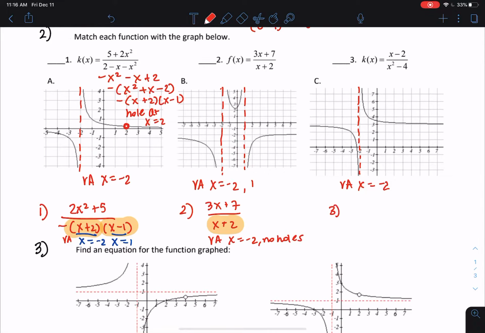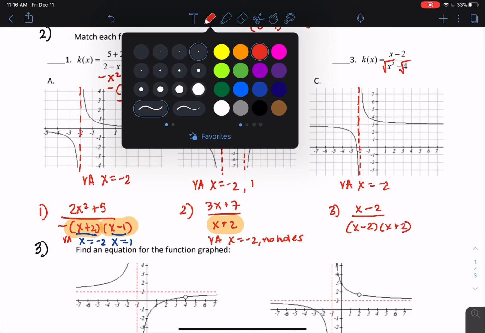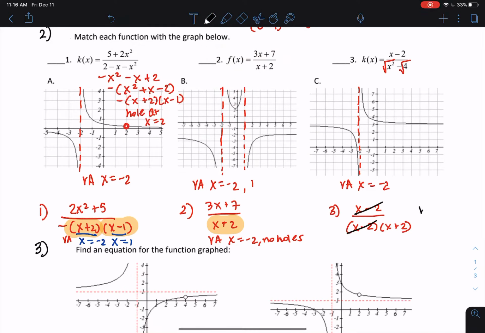And then for number 3, you can start probably at this point figuring out all 3 of them, which go with which. But number 3, we have x minus 2 on top, and the bottom becomes a difference of squares, and we have x minus 2 over x plus 2. So number 3 is the only one that leaves us with a hole at x equals positive 2, the root of the canceled expression. It also has a vertical asymptote at negative 2, since that's left in the denominator, the root of x plus 2. So with that information, we can confidently say that 3 represents graph A.